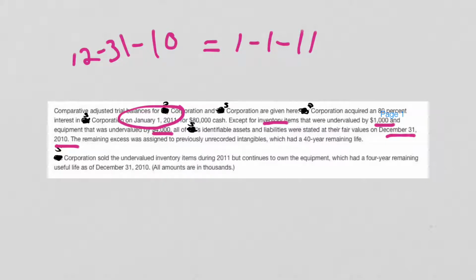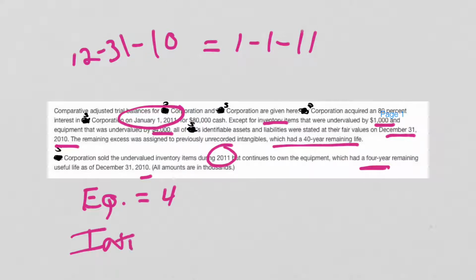Okay. The inventory was sold in 2011. That's going to be relevant. The equipment had a 4-year life at 2010. And whatever remaining was an unrecorded intangible having a 40-year life. So the equipment has a 4, and the intangible, whatever it's going to turn out to be, has 40. All right, so let's see what we got.